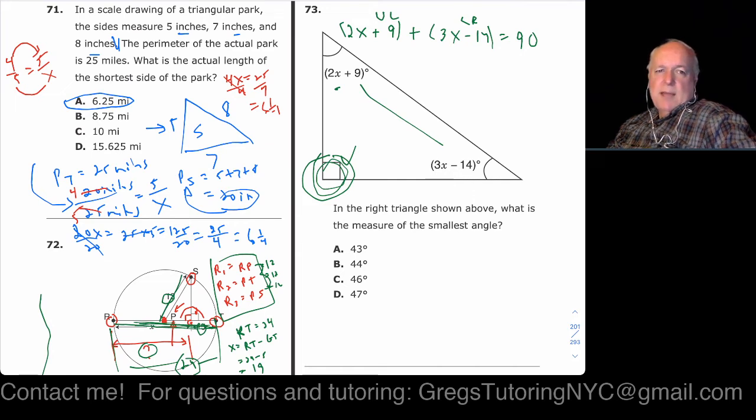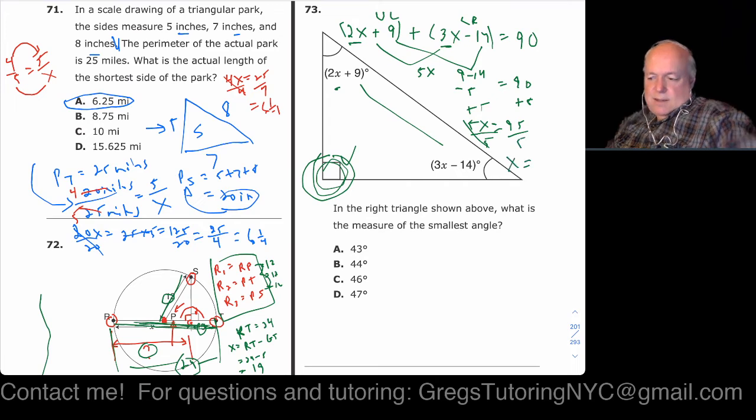So at this point, all we have to do is combine the two terms. We have 2x and 3x, right? So that becomes 5x. And we have 9 plus minus 14, right? So that would be minus 5. So we get 5x minus 5 equals 90. I'm going to add 5 to both sides. So I get 5x equals 95. And at this point, we have to divide both sides by 5. That goes away. Divide this by 5. And x is equal to, is that 19? Let me see, 40, 45.